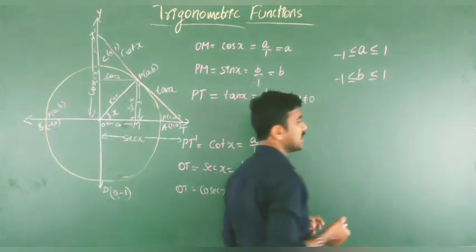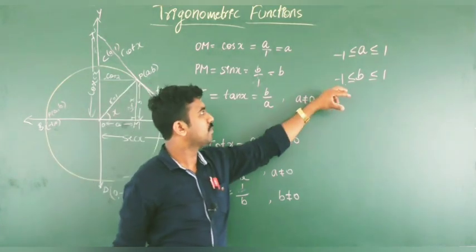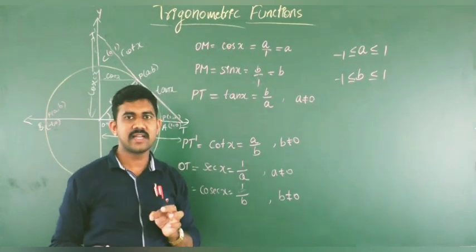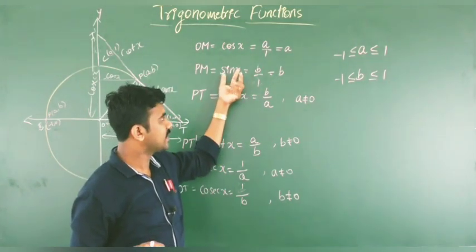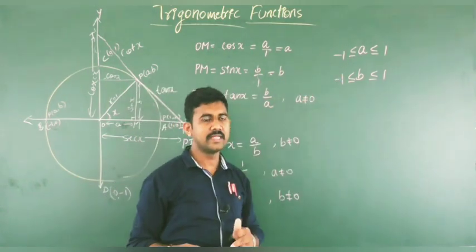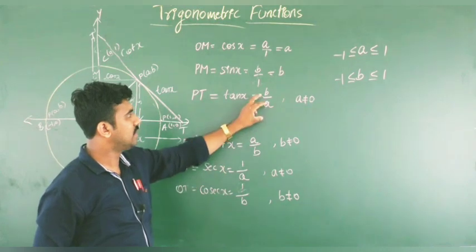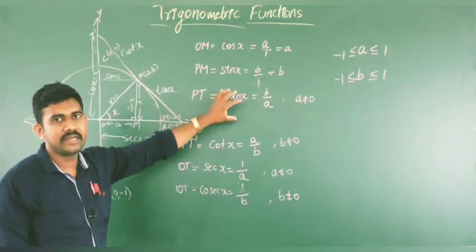Understand this: a can take the value from -1 to 1. b can take the value from -1 to 1. a is nothing but cos x, so cos x can take the value from -1 to 1, and the value of sin x is also from -1 to 1. But tan x is nothing but, here, except when a is equal to 0. Then only we can define the tan.